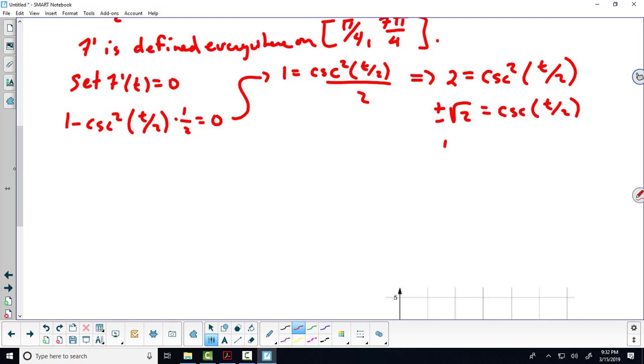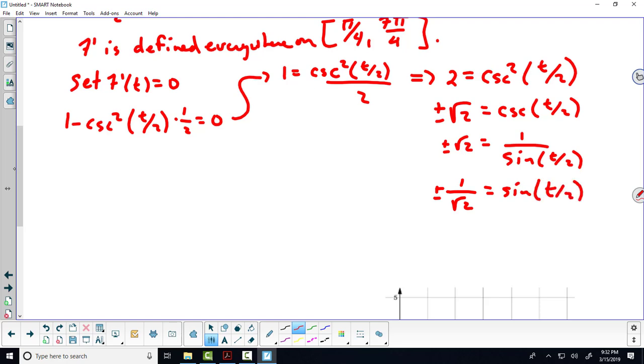I could say that's plus or minus the square root of 2. I want that to equal 1 over the sine of t over 2. And then let's go ahead and invert both sides of this equation. So then we get 1 over the square root of 2, with plus or minus. We want that to equal the sine of t over 2.